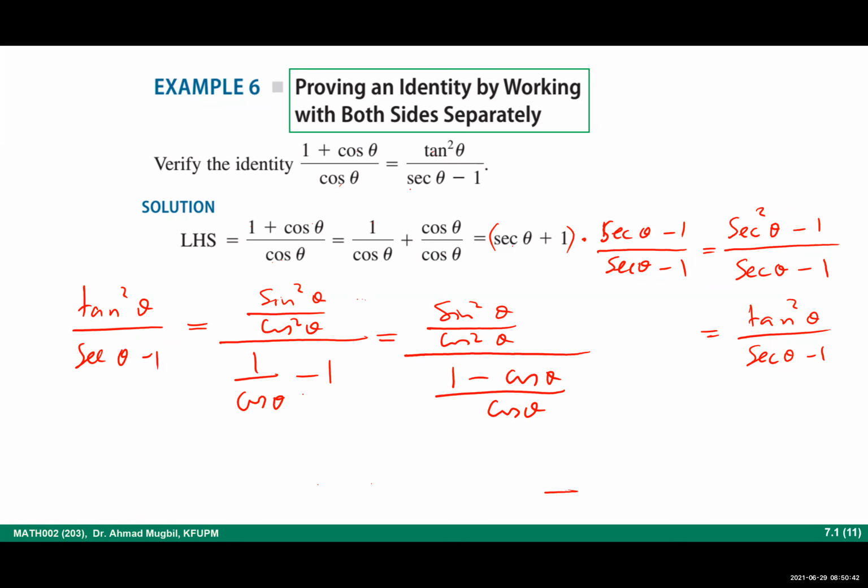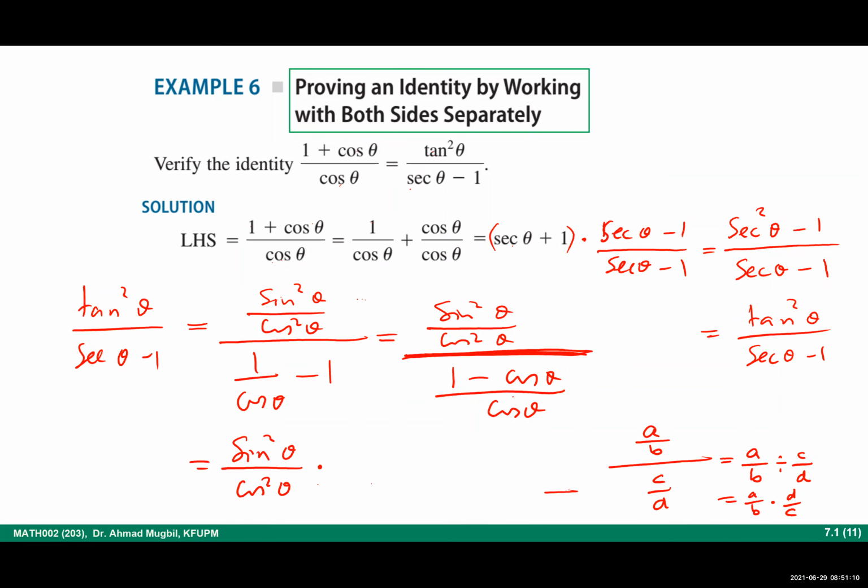I just unified the denominators in the denominator. This is the main fraction bar, Shabab. So you need to remember, when you have A over B, all over C over D, this is indeed A over B divided by C over D. So it is A over B multiplied by D over C. So this is equal to sine squared theta over cosine squared theta multiplied by the reciprocal, cosine theta over 1 minus cosine theta.